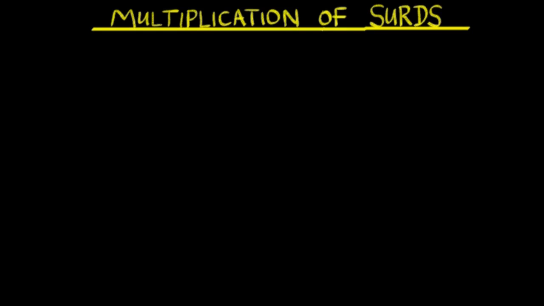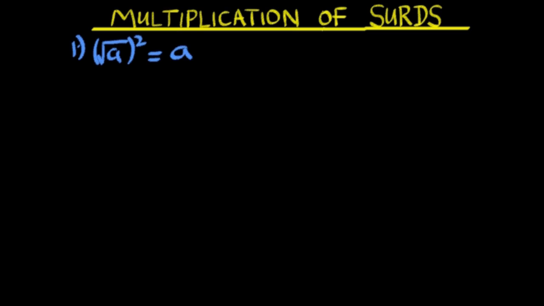Hello friends, so in this video we're going to be dealing with the multiplication of surds. Now there are some operations that occur when dealing with multiplication of surds. The very first case would be if you have the root of a, all squared, this would always give you a.